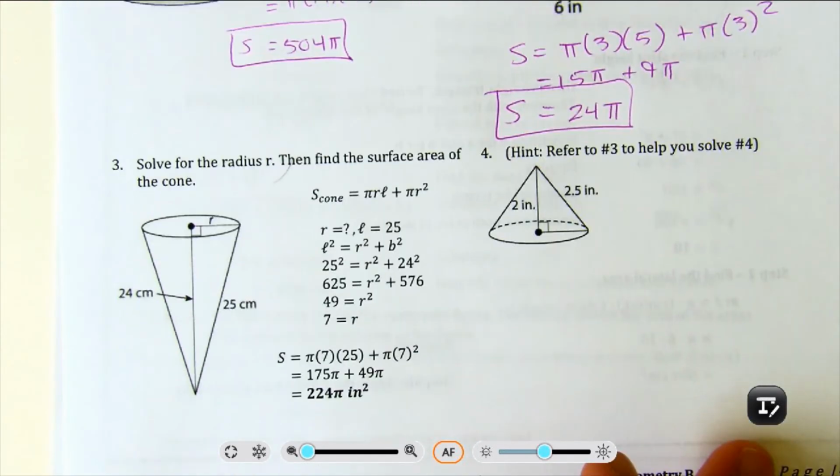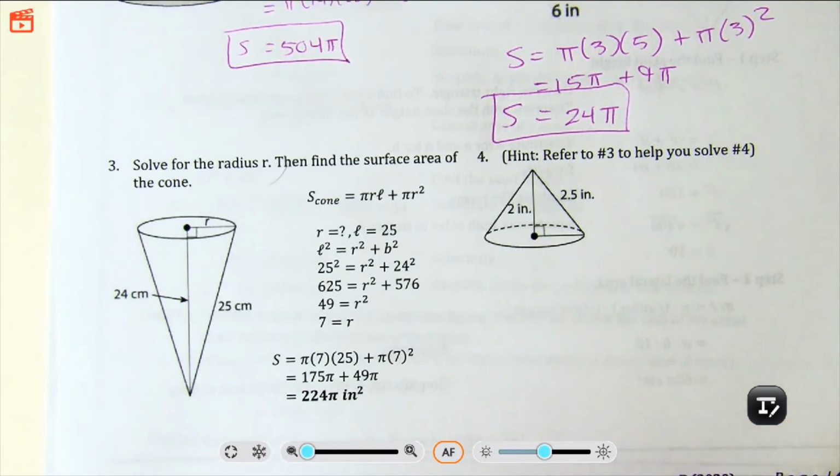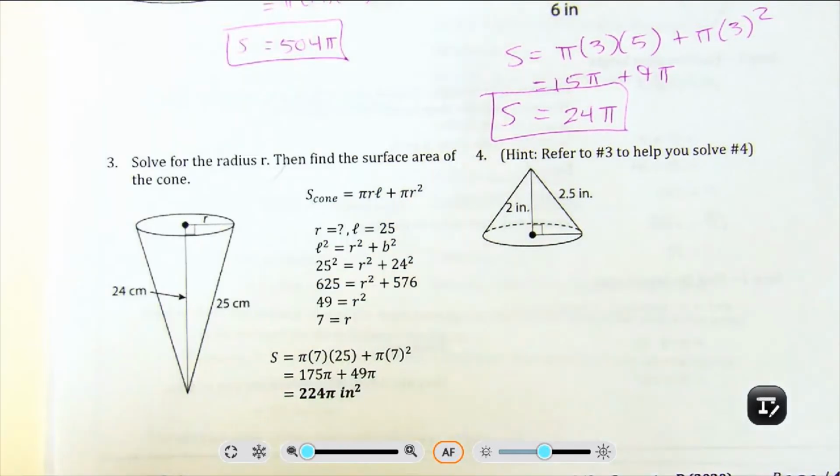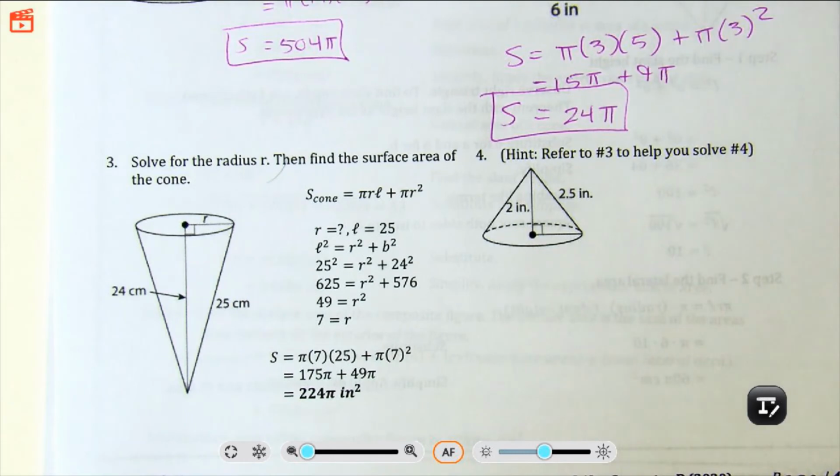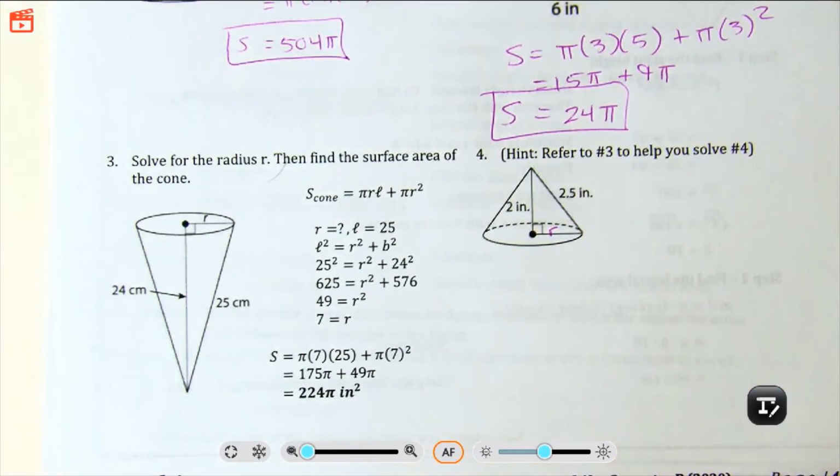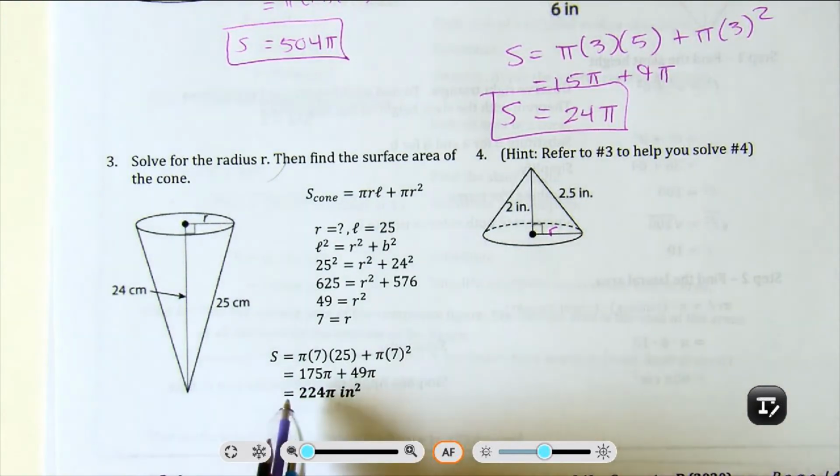Okay, now problem number 3 was already completed for you. There's a trick to problem number 3 in that they don't give you the radius. We actually have to find the radius. They give us the altitude and they give us the slant height. But to find the radius, we need to use the Pythagorean theorem again, and they're showing you how to use it. So I'm not going to do problem number 4 with you guys, but it's the same thing. You want to find out what the radius is, and then you want to use the surface area of a cone formula.